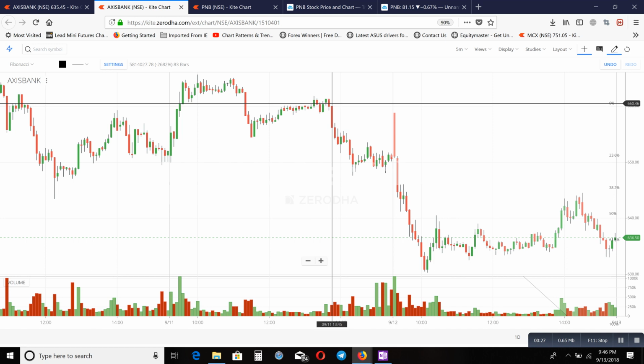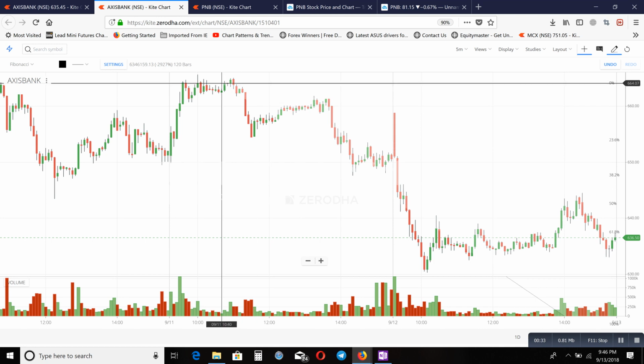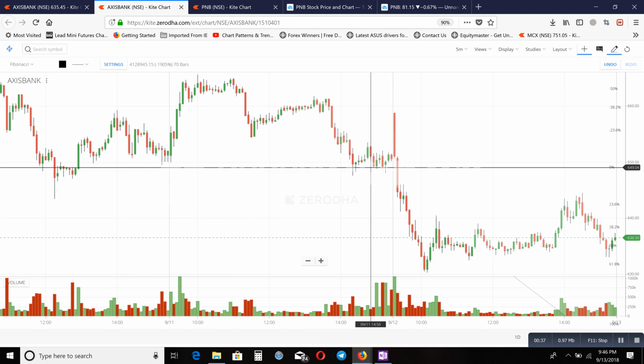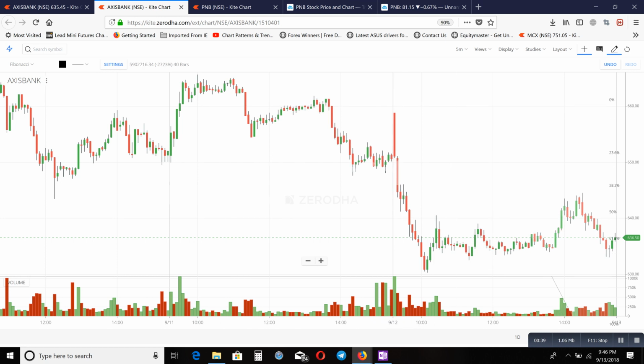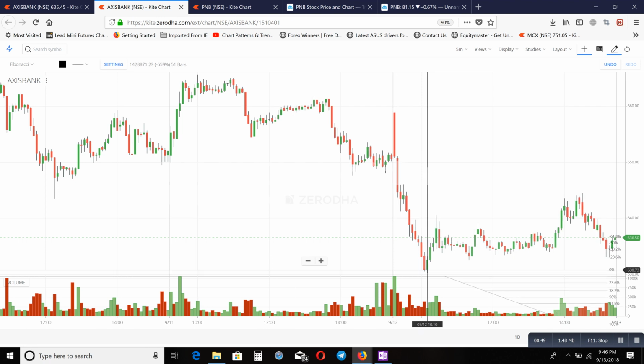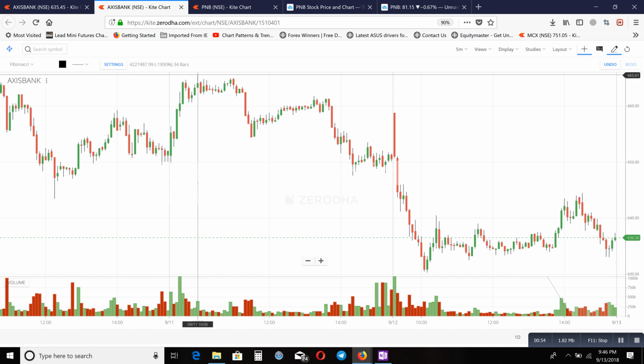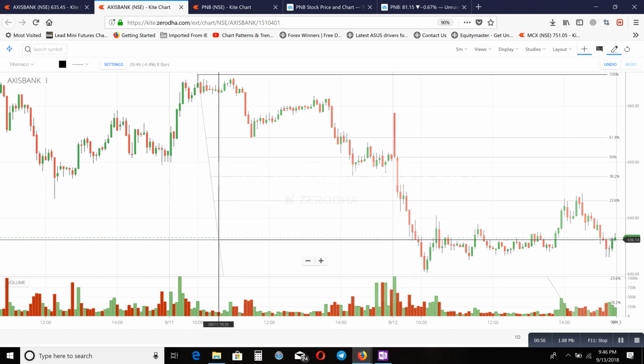In this we need to find the most significant trough and the most significant peak. So that's how you draw a Fibonacci retracement. We are taking an Axis Bank 5 minutes chart for the demo here. The most significant peak is this point and the most significant trough is this point. So I'm going to draw a ratio from here to here.